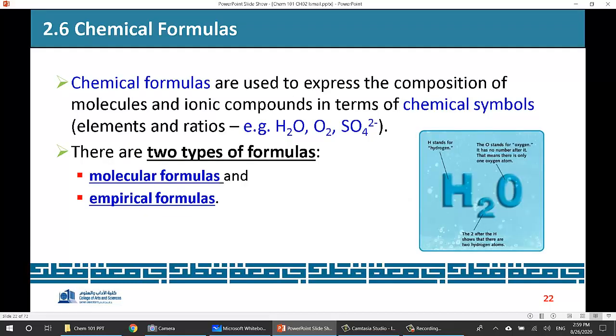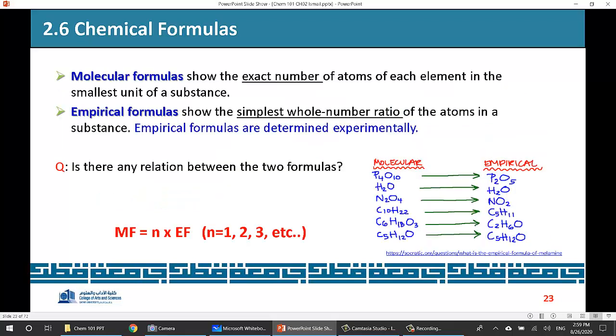Now, moving on to something called chemical formulas. We talked about molecules, and now we represent a molecule by a chemical formula. There are two types of formulas: something called the molecular formula, and something called the empirical formula. Sometimes the molecular formula is the same as the empirical. For example, water has a molecular formula of H2O. It's the same as the empirical formula. I'm going to show you what I mean in a few seconds.